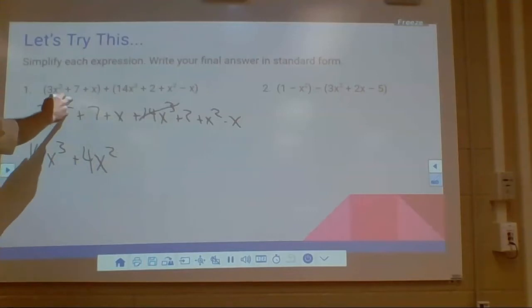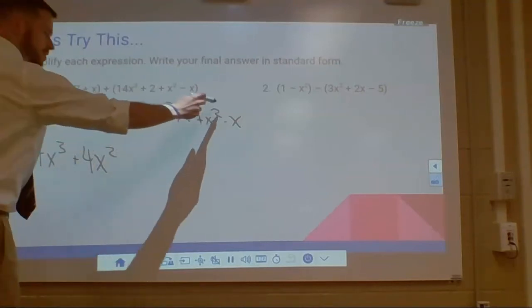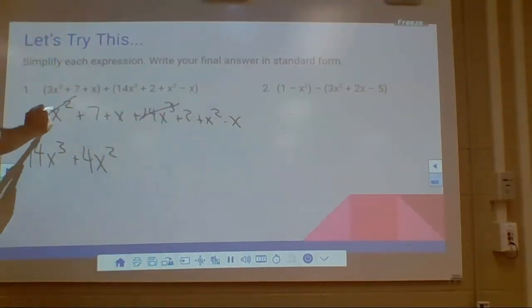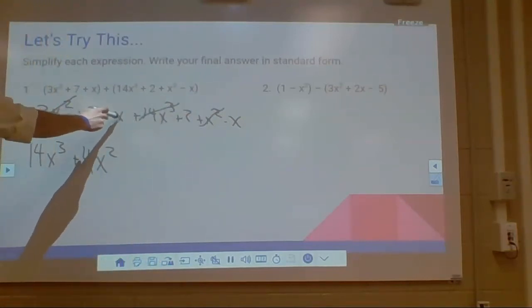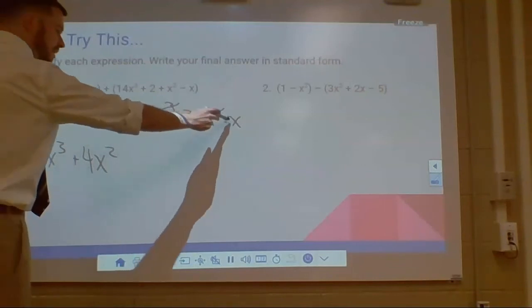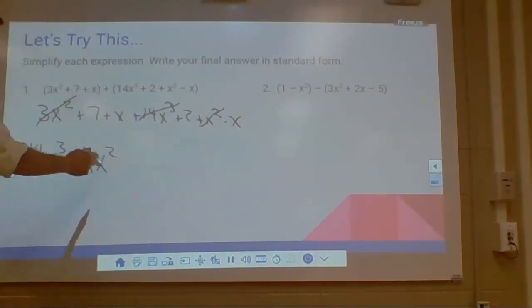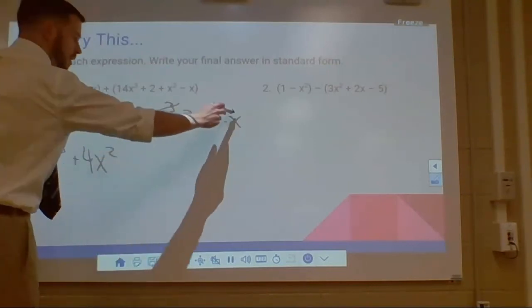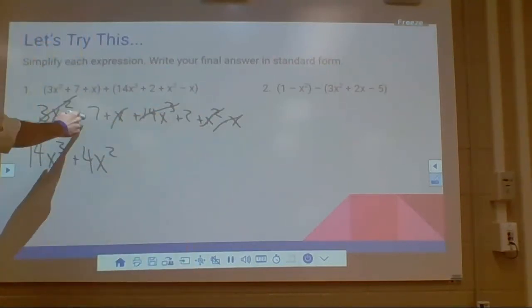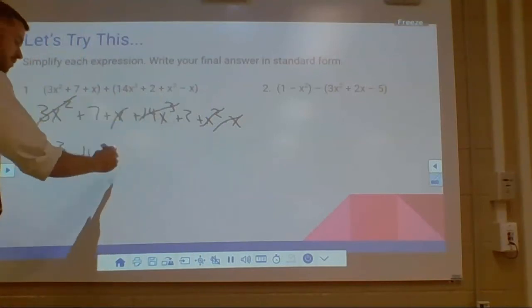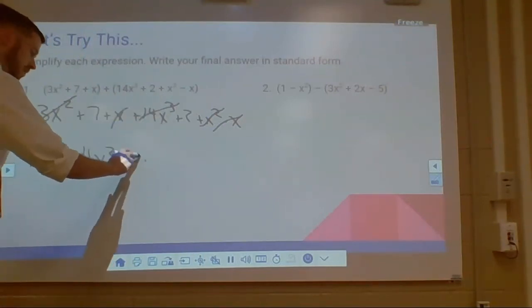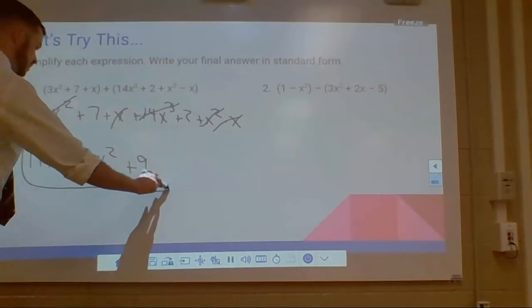And then if you want to, you can just cross those out, so I'll just go ahead and do that. And then I see that I have x minus x next. X minus x. Well, x minus x is 0, so I don't have to write that. So they will just cancel each other out. And then lastly, I'm left with 7 plus 2. 7 plus 2 is 9. So here's my final answer.